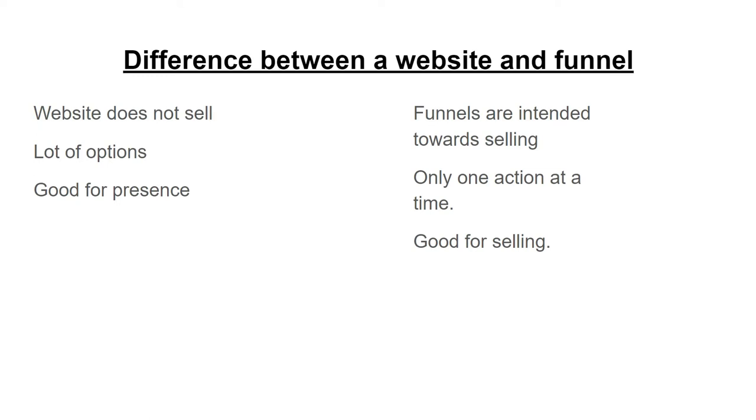Now in a website, again, there are a lot of options. In a funnel, there is only one action at one time. Whenever you go to a funnel, you're not going to be overwhelmed by different types of options. You are going to take only one action on one page. Now a website could be good for presence, that is, you could build trust using the website, and a funnel is of course good for selling. But that does not mean that a website is bad and a funnel is good. A website is also essential and a funnel is also essential, but we have to make sure that we use the right one at the right place. A website can be good for presence and funnels can be good for selling.